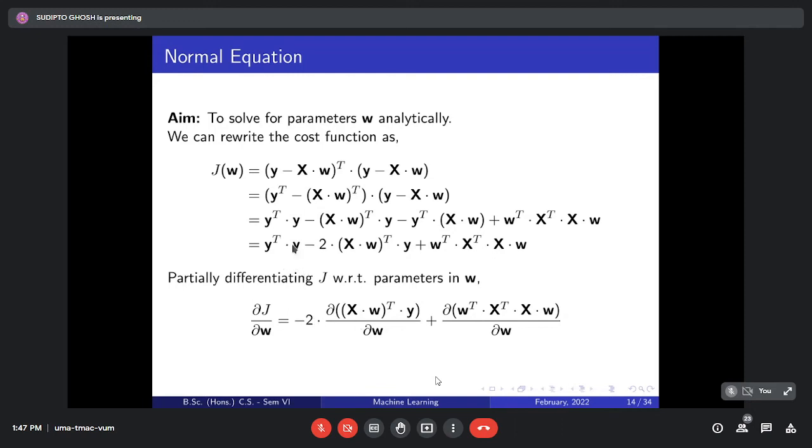Then because the constant's derivative is 0, we will have this partial derivative plus the partial derivative of this term. I am writing it separately because it will be easier for us to compute all of them.